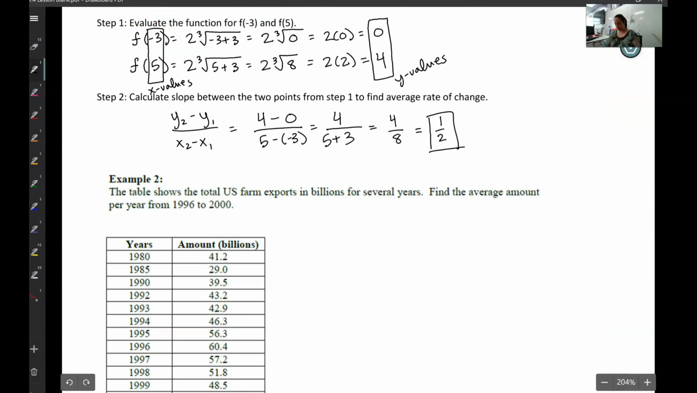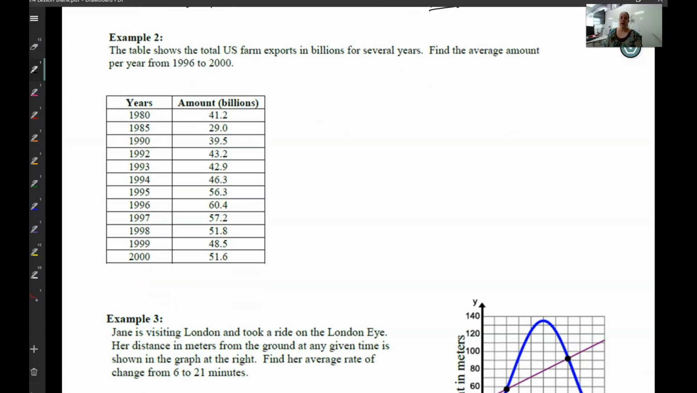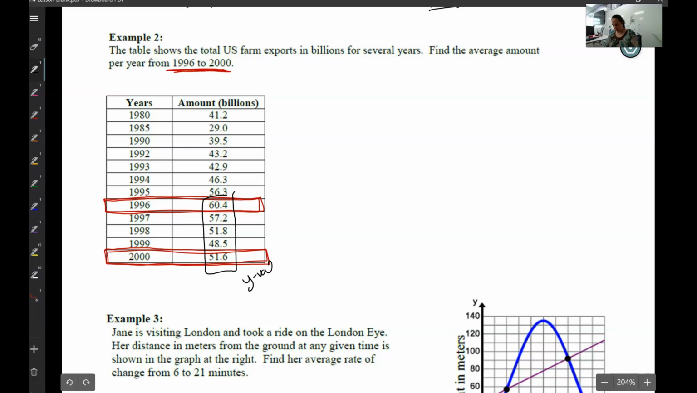Okay, go back to our average rate of change. The next kind of problem you might have is finding the average rate of change by looking at a table. Now the important part of this problem is it will tell you what points on the table are important. So this one says from 1996, I care about that one, to 2000. Care about that one. Now in a table, your right hand side is always your y values. Your left-hand side is always your x values.